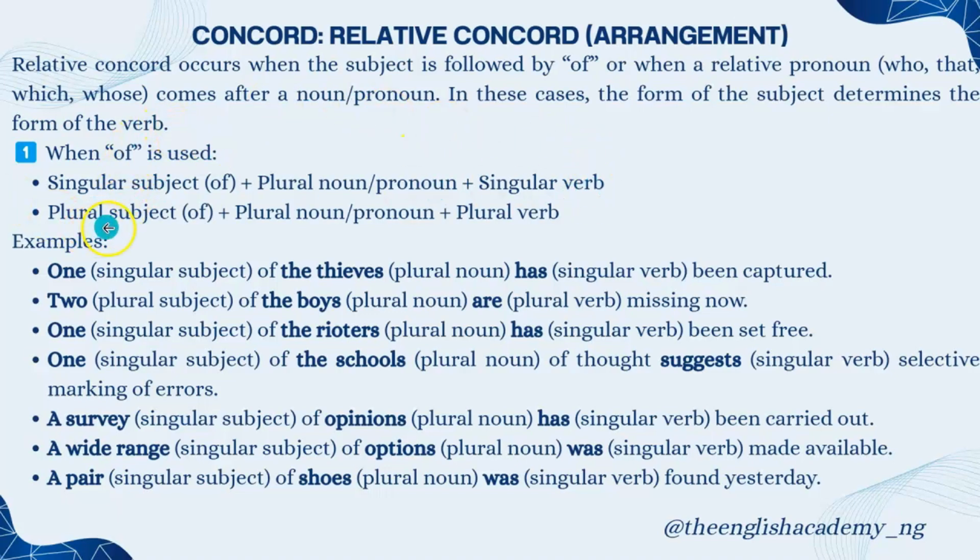Look at the second one. The plural subject will determine our verb. Let's see. One of the thieves has been captured. That is one, the singular subject. The thieves is a plural noun, but we are not interested in the thieves because it is one of them that has been captured. What about if it is two? Two of the thieves have been captured. Two of the boys are missing now, or one of the boys is missing now. One of the rioters has been set free.